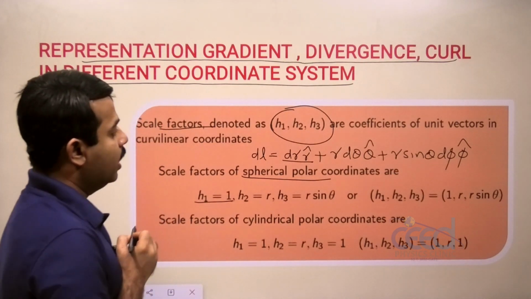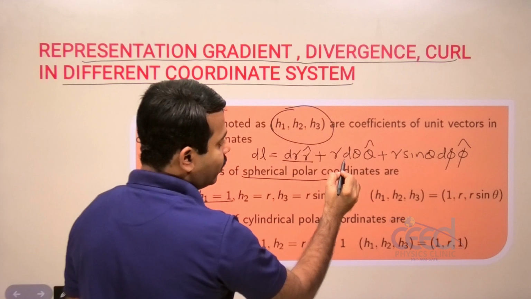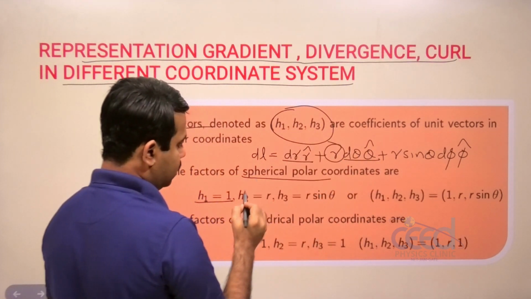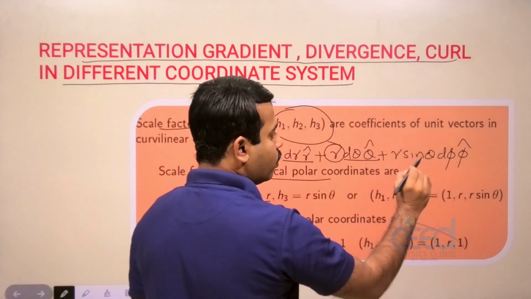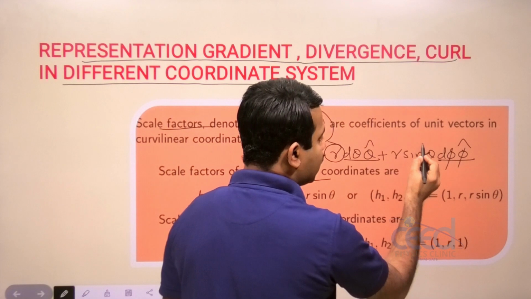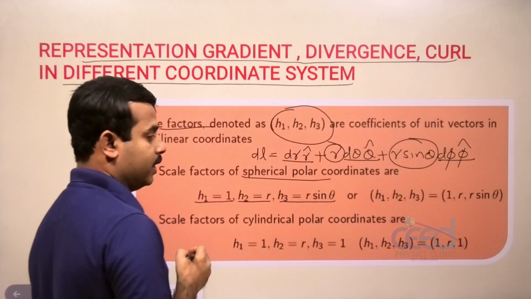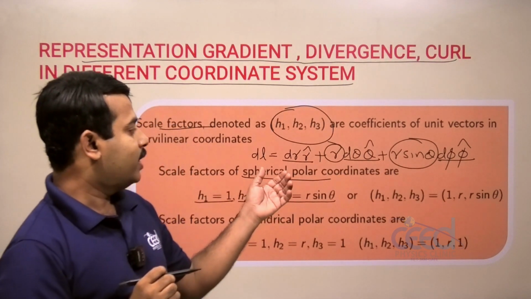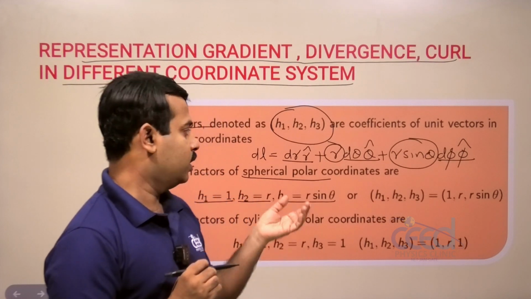And what is the coefficient of d theta, theta cap? That is r. Then h2 is r. What is the coefficient of d phi, phi cap? r sin theta. Then h3 is r sin theta. So you know what r, theta, phi are in spherical polar coordinate system.